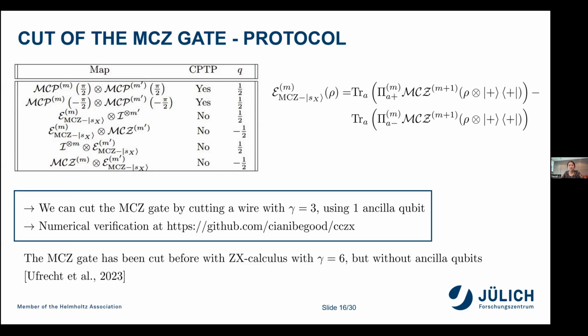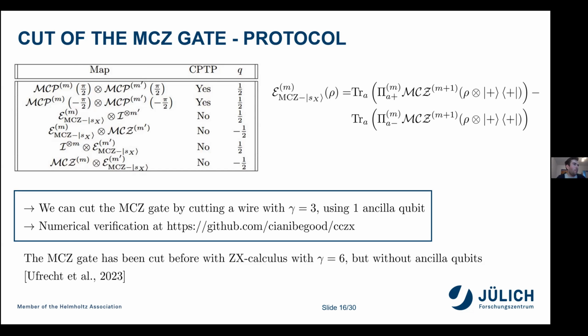So maybe I missed it when you discussed the resource overhead. Have you looked at how different cutting strategies would impact the use of ancillary qubits? Have you observed how ancillary qubits would grow while you're using different cutting methods?